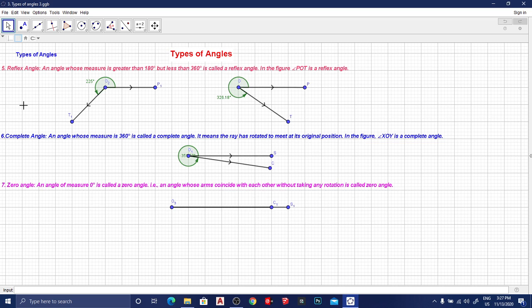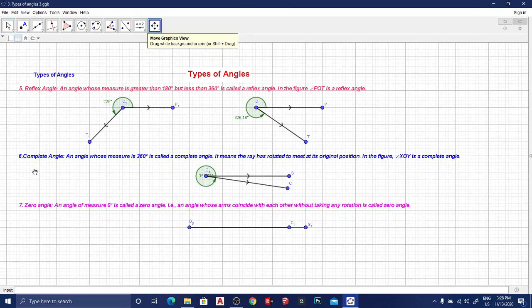Next types of angles are here: reflex angle, complete angle, and zero angle. So reflex angle means, you know what is the straight angle. After the straight angle, if it rotates more than 180 degrees like this, if this is the straight angle, you know that all of you, 180 degrees.